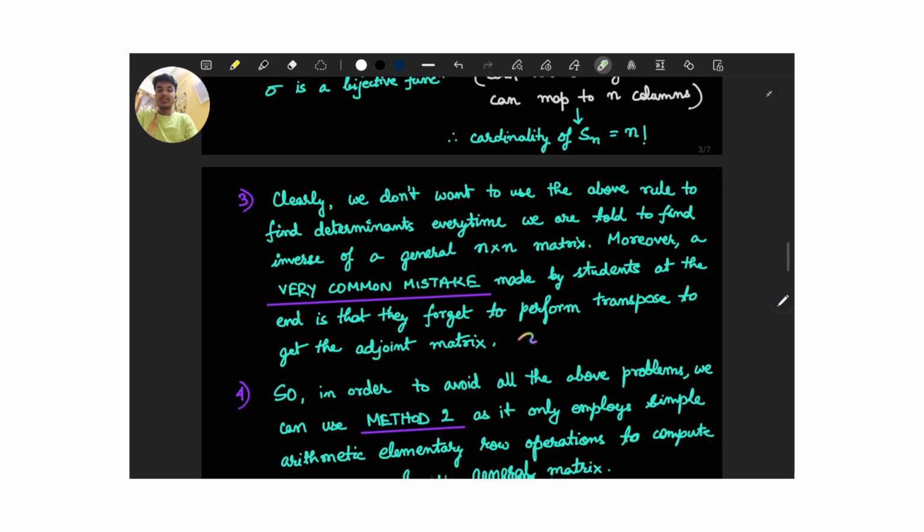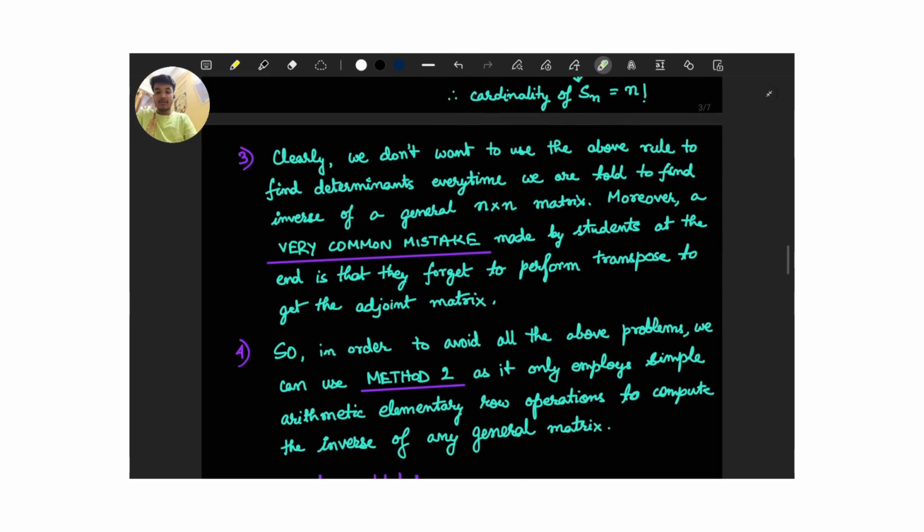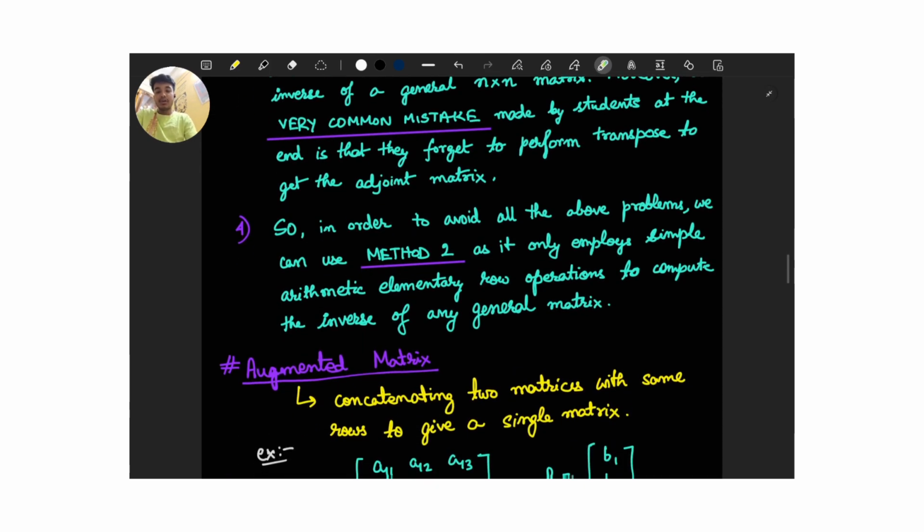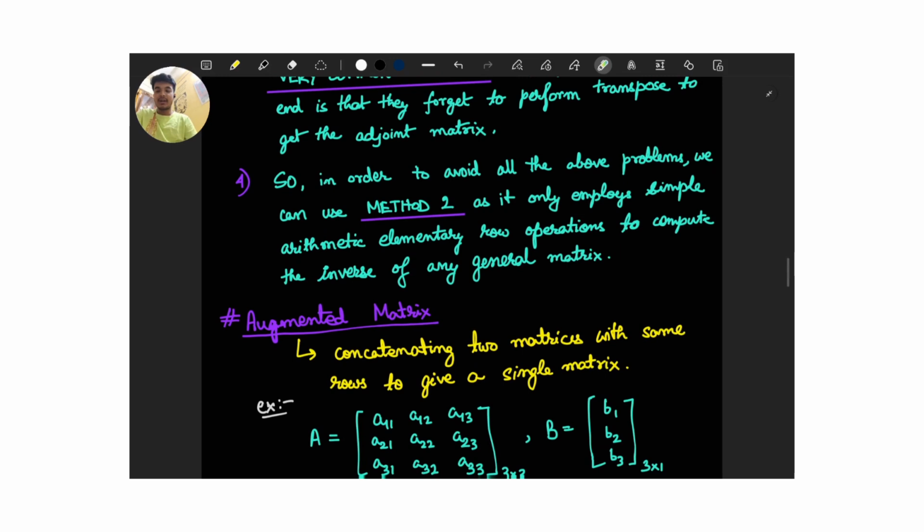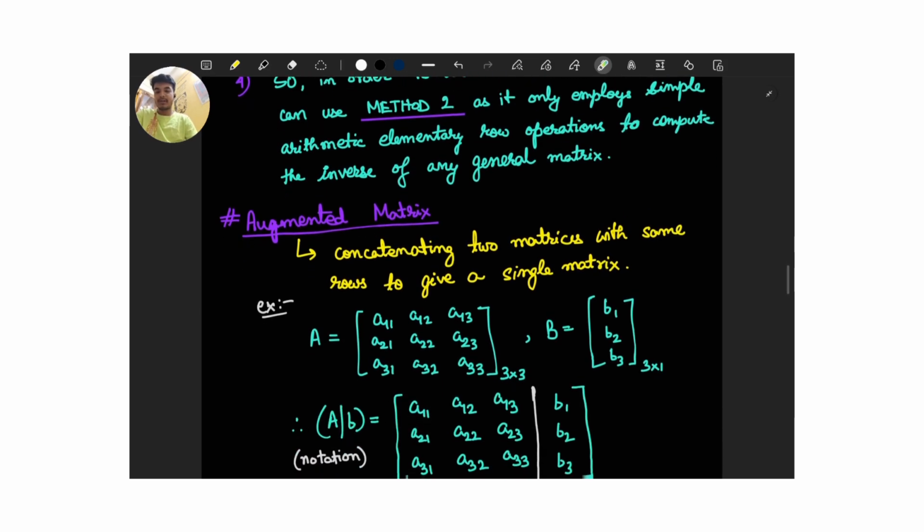Moreover, a very common mistake made by students, as I already mentioned, is that they forget to transpose the matrix at the end to find the adjoint. That also creates a lot of mistakes while finding the inverse. So to avoid all the above problems, we can use method 2, as it only employs simple arithmetic elementary row operations to compute the inverse of any general matrix. Here you don't need any determinant or adjoint concept. You just need some basic concepts of addition, subtraction and multiplication. That's all. You will be able to compute the inverse of a matrix.